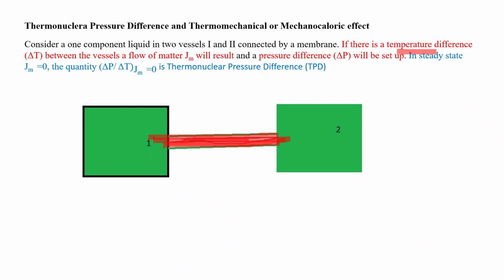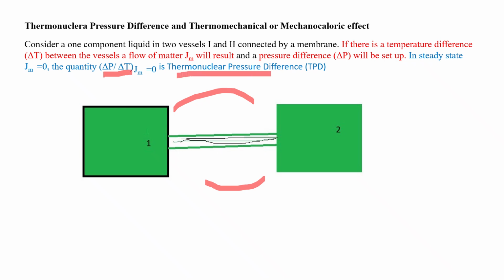In actual sense, in a steady state there will be no matter flow between 1 to 2 or 2 to 1. At that condition, the rate of change in pressure with respect to the change in temperature is known as the thermomolecular pressure difference, TPD.